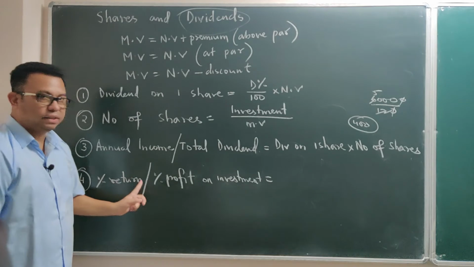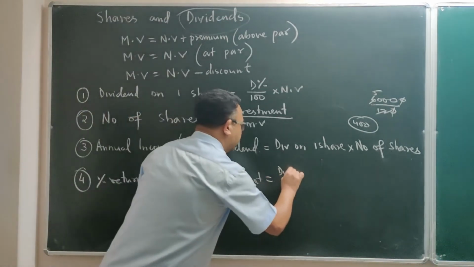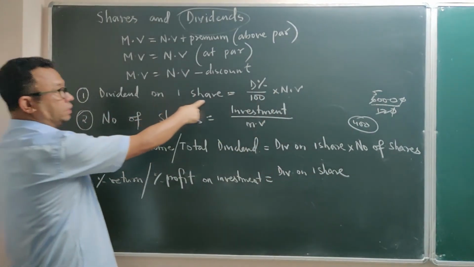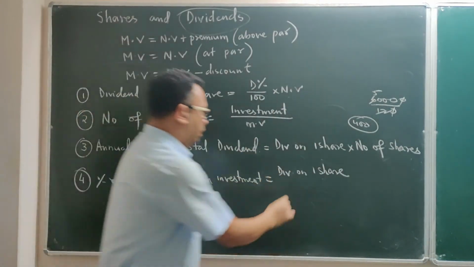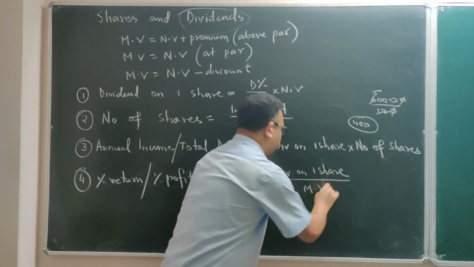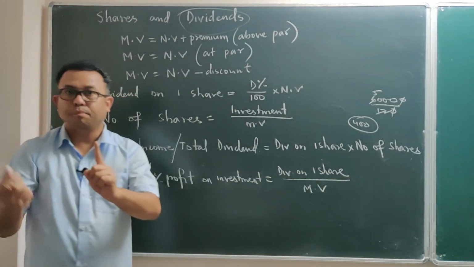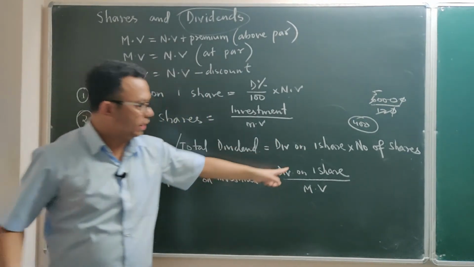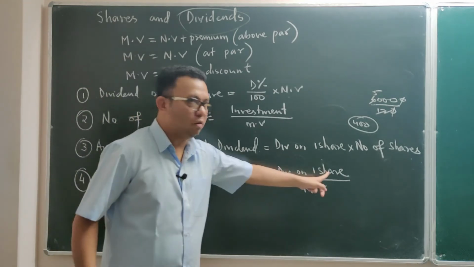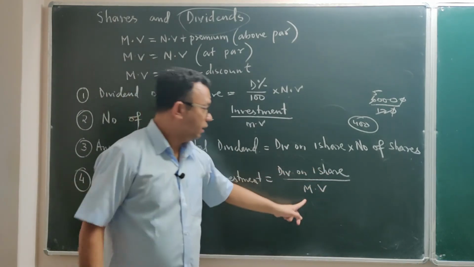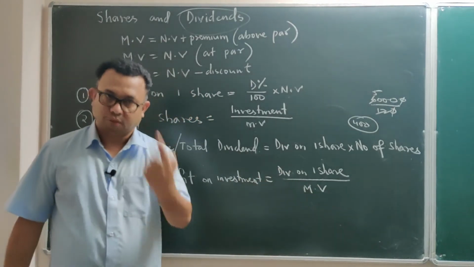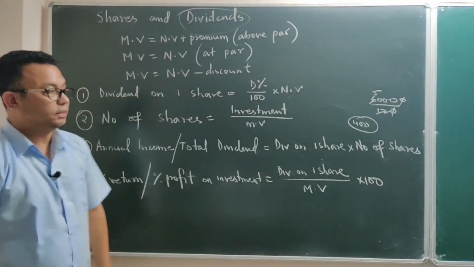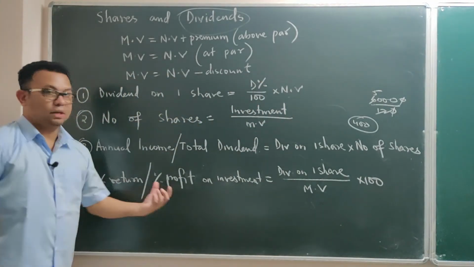And the formula for percentage return is dividend on one share. Where will you find dividend on one share? You will find it at number 1 here. You compare it with respect to market value. And don't forget, for one share the price of the share is market value, and the price of all the shares is investment. So we are doing it here for one share. Instead of annual income, I am using income of one share. Instead of investment, I am writing market value, which is also of one share. And since we are finding a percentage, you multiply with 100. This is your percentage return formula.